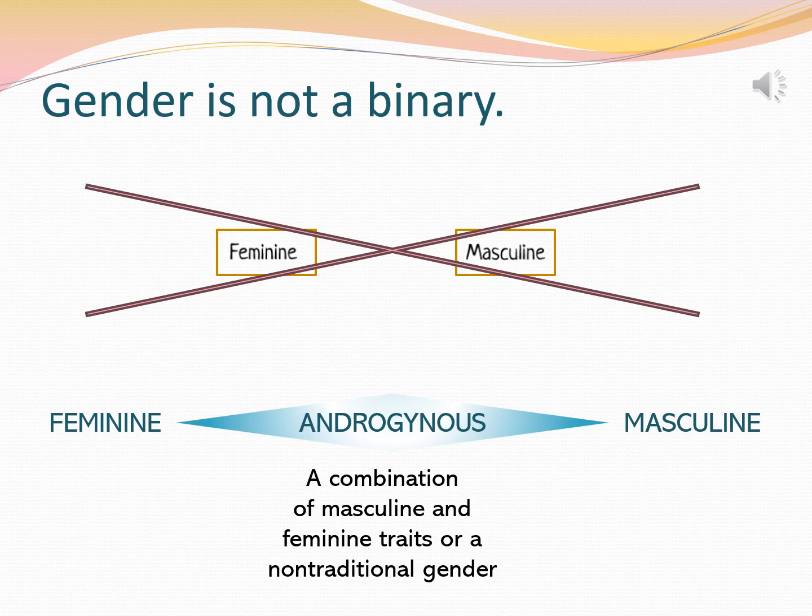The word binary essentially means either or. So if I ask, are you an American citizen? There are really only two options, yes or no. This is a binary. You're either an American citizen or you're not. There's no middle ground. We've already explored how this is not the case for biological sex.